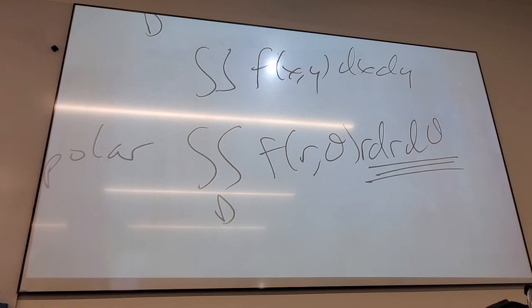Do you always have to do it in this order? No. Will you almost always do it in this order? Yes, because r is normally the one that's defined as a function of theta, and theta is normally the one going from like pi over 3 to pi over 4. So that's normally going to be the outer integral. It's the one based on constants.